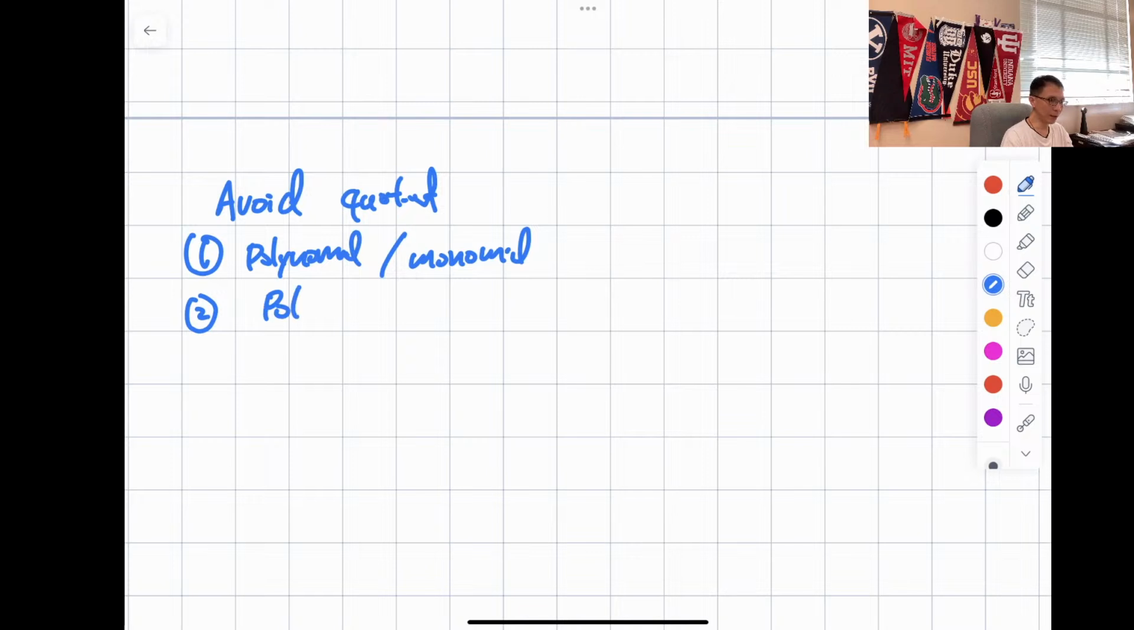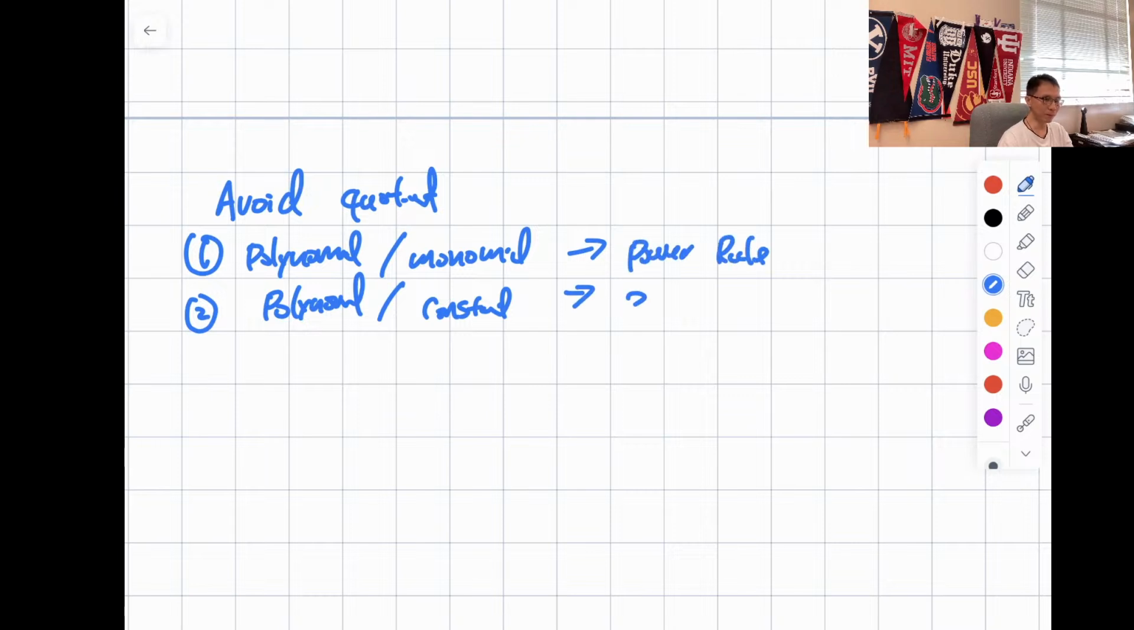When it's polynomial over constant. Constant is still a monomial, so over a constant is also true. So for this one you can use the power rule. You can split them up and use the power rule. The third situation, which we haven't actually seen yet, is a constant on top and a polynomial on the bottom.